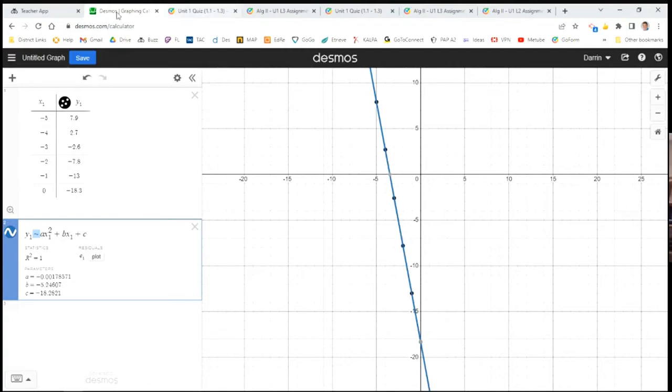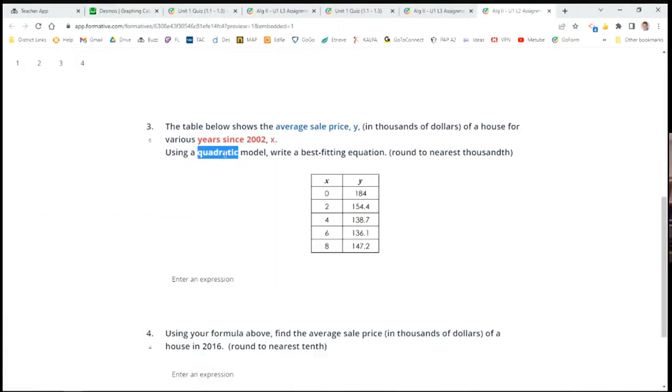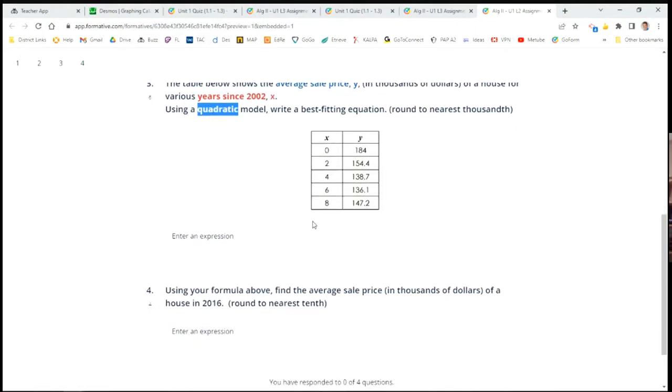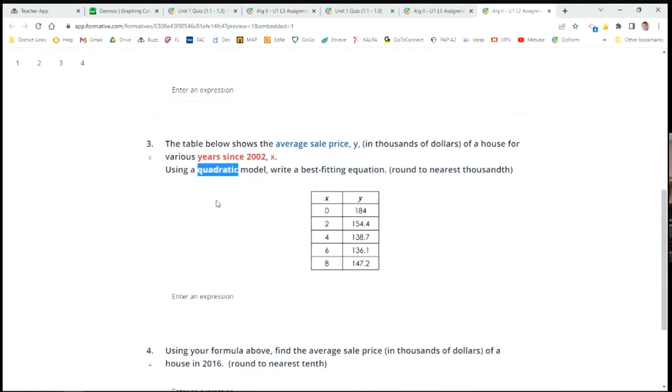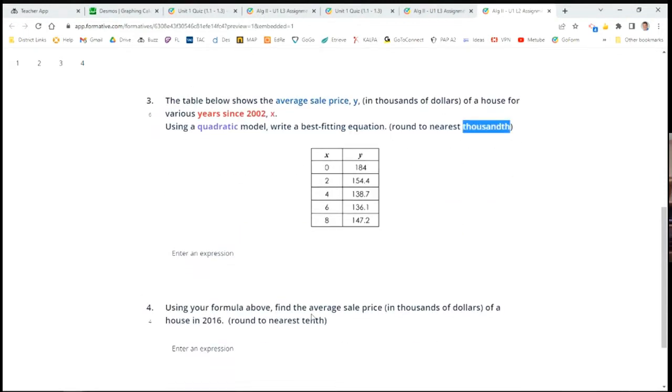So, all right, but it says use a quadratic model. And then you're supposed to use your formula above. So you use this exact expression, and it says the nearest thousandth again. Find the average sale price for a house in 2016.